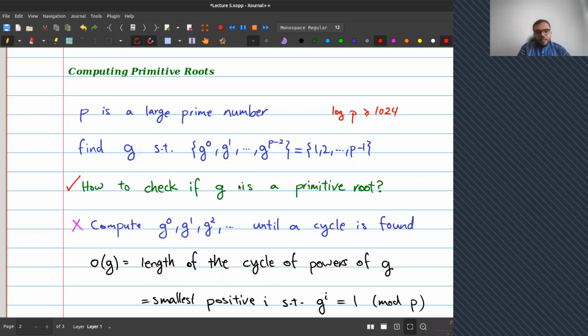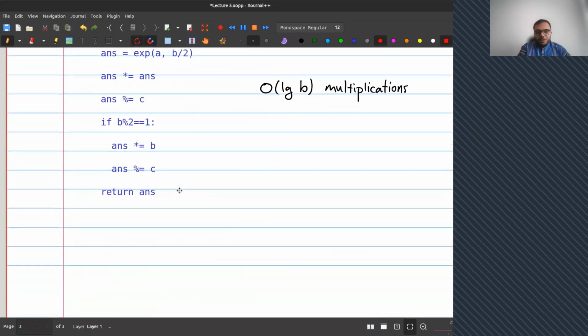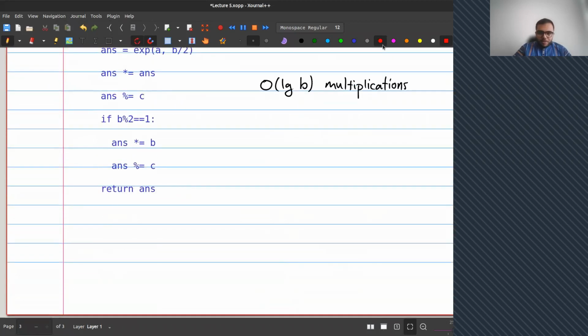So the idea here is actually, again, very simple. The idea is to choose a G randomly. Just choose random values for G and check if they're primitive roots. And if it's not a primitive root, just discard it and choose another random value. And actually, this works very well in practice. So the way we find primitive roots is: choose G randomly, and check if G is a primitive root.